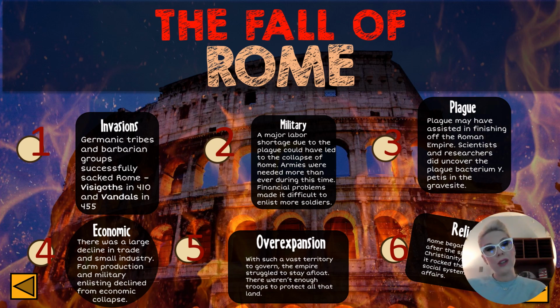We talked about invasion. So Germanic tribes and barbarian groups successfully sacked Rome: the Visigoths in 410 and the Vandals in 455. And then economic, there was a decline in trade and small industry. Farm production and military enlisting declined from economic collapse. Okay, so all these reasons caused the fall of Rome. Okay, notice that only one is invasion.